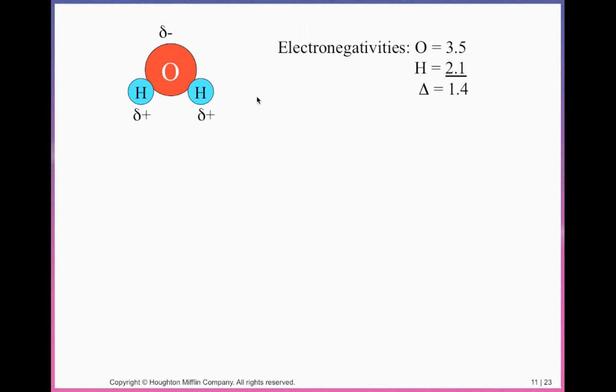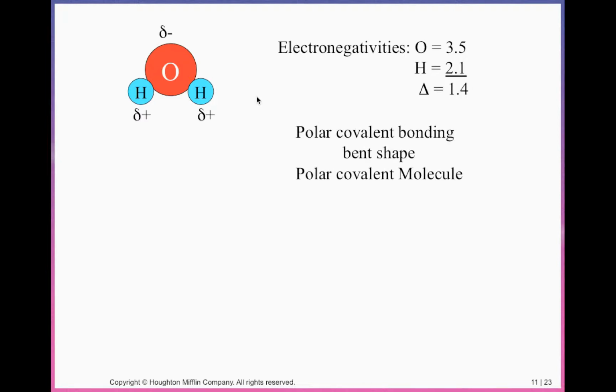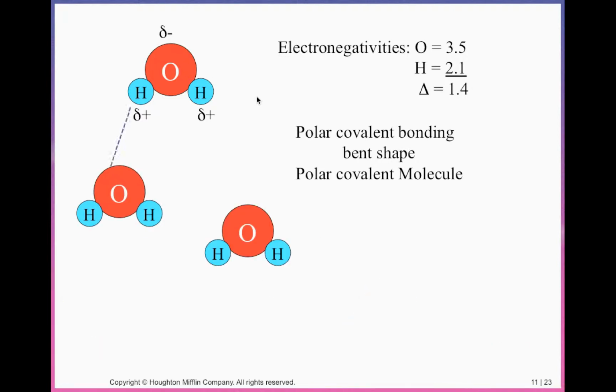And that's why our water molecule is a polar molecule. It has polar covalent bonding, and because of its bent shape, it has a positive and negative end, and that makes it a polar covalent molecule. Now, if we bring in other water molecules, we can see what can happen to them. They can bond with each other by forming hydrogen bonds.